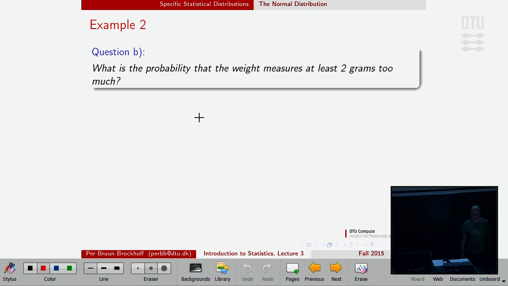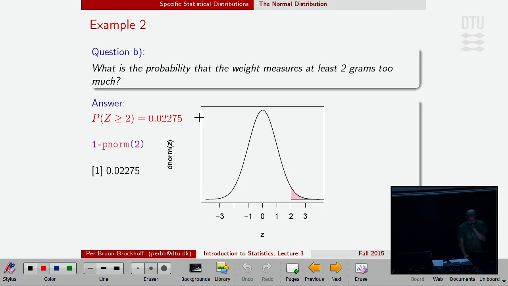What about this question? What is the probability that the weight measures at least 2 grams too much? Before I was on the left side, now I'm asking about the right side of the normal. The normal is symmetric, so we already knew the answer, if we remember the information about the normal being symmetric. So, approximately 2.5% out there.